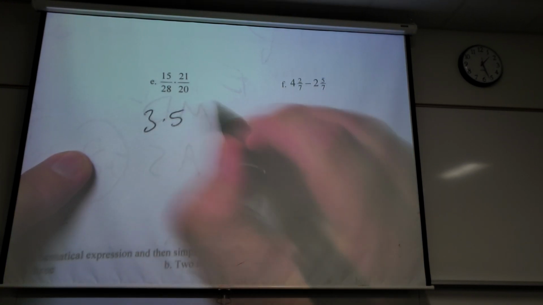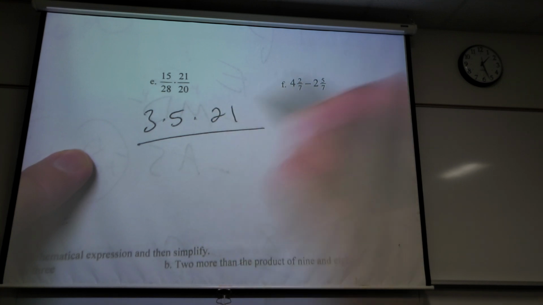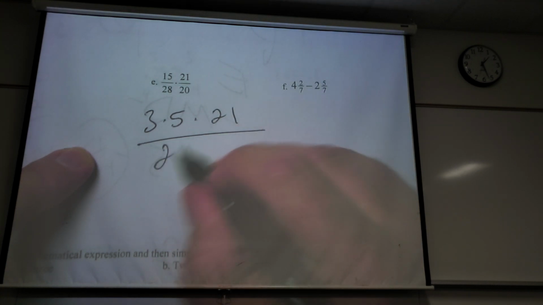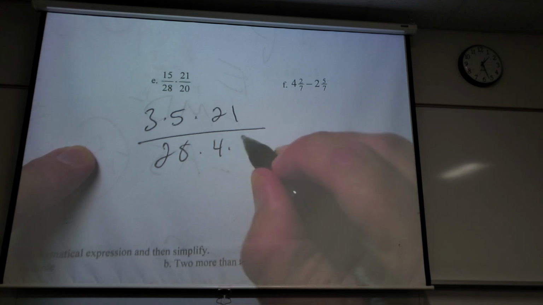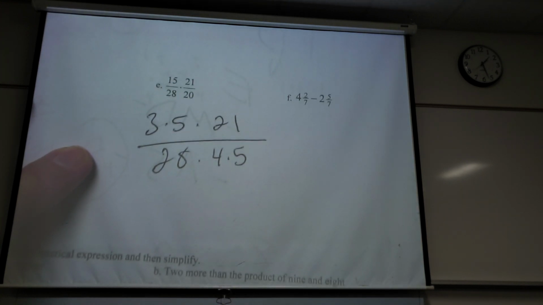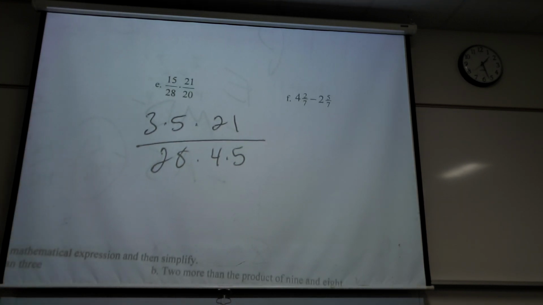Watch this. What is 15? Isn't it 3 times 5? Yep. Don't I have it times 21? Right? Down here I got 28. And what is 20? Isn't it 4 times 5? Don't those 5s just cancel? Yes. That's all I am doing.